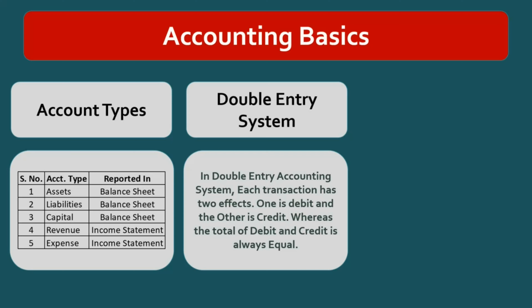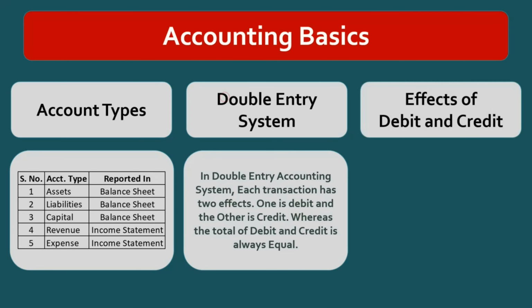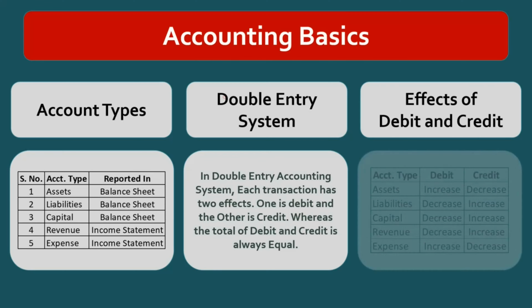Whatever purchase, sales, receipt or payment forms you are using to record a transaction in any accounting system, at the background in database, all accounting systems are passing this general voucher for each transaction. Then next is effects of debit and credit. What will be the effect of debit and credit on each type of account?